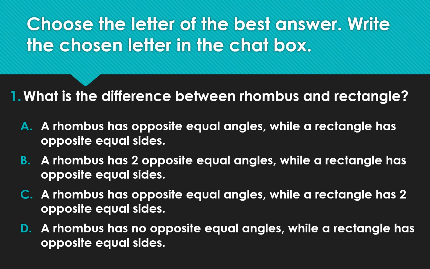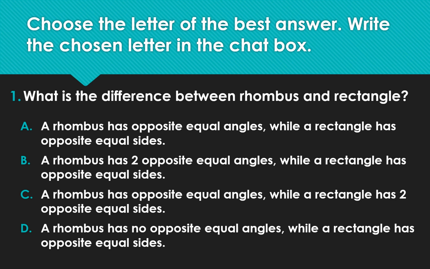Next, letter C: a rhombus has opposite equal angles, while a rectangle has two opposite equal sides. For letter D: a rhombus has no opposite equal angles, while a rectangle has opposite equal sides.